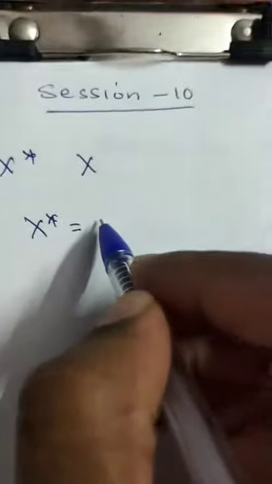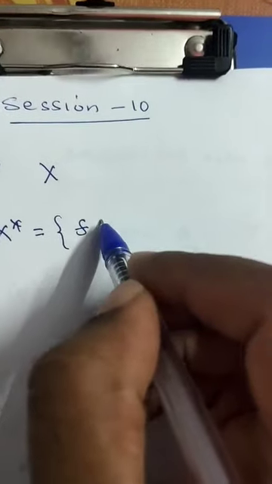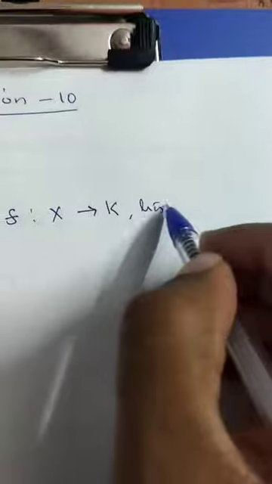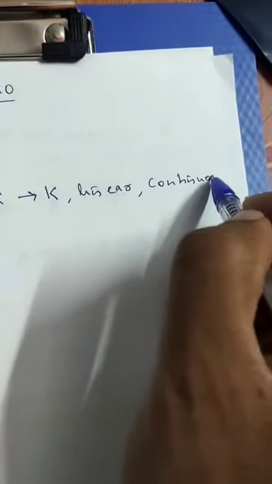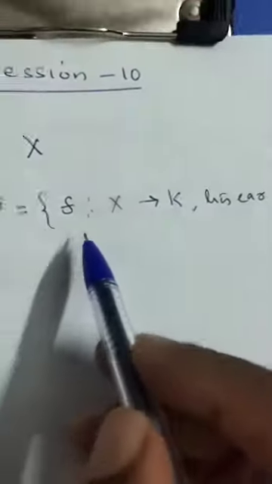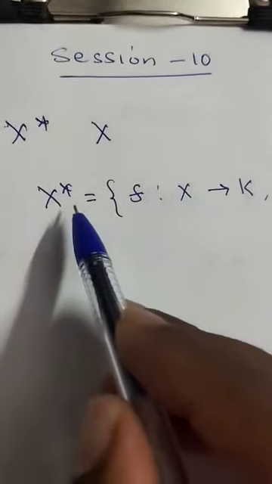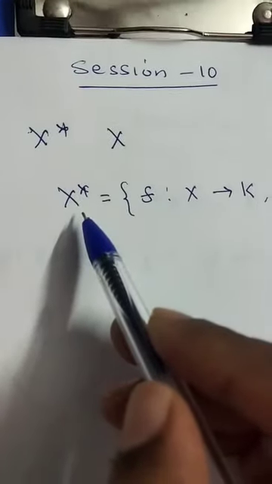What does it contain? It contains the set of all functions f from X to K which are linear as well as continuous. So they contain continuous linear transformations, therefore they are called functionals. So X star contains the set of all f from X to K which are linear as well as continuous. So we know that this is also a normed linear space.